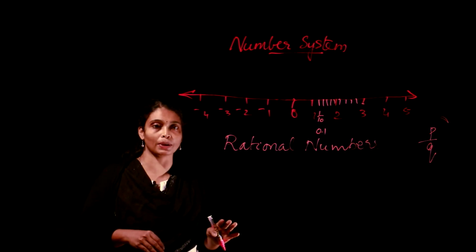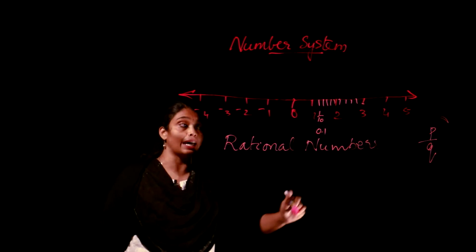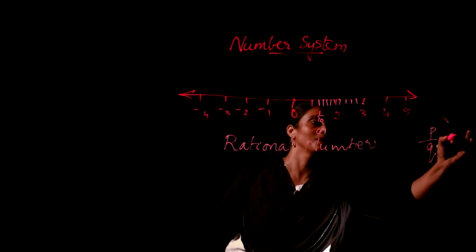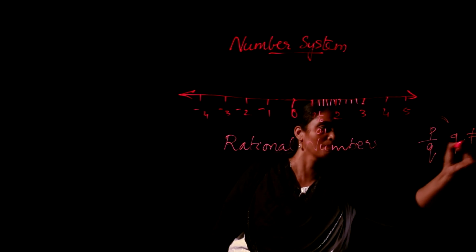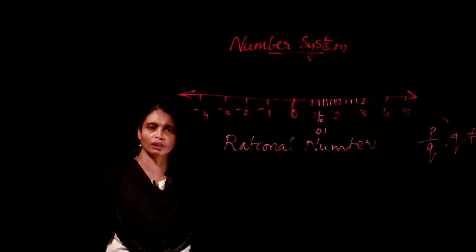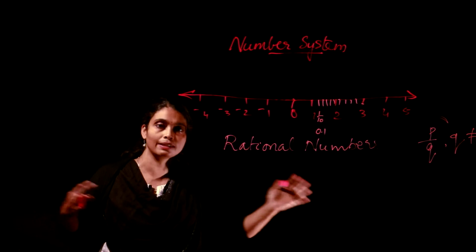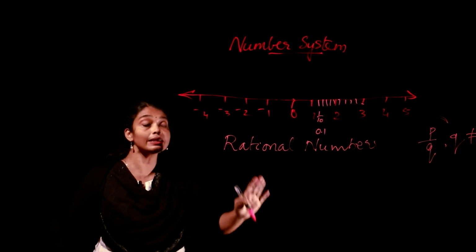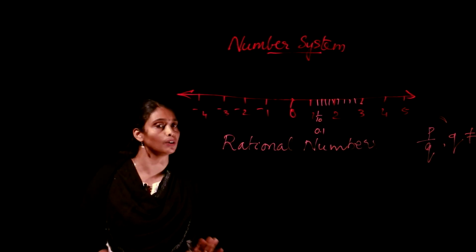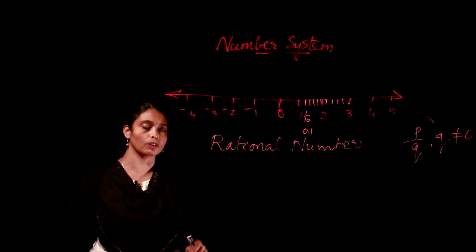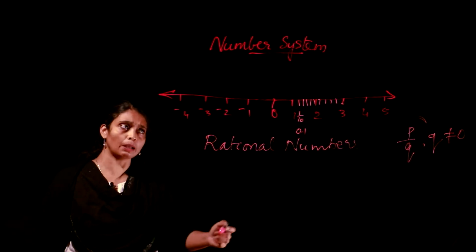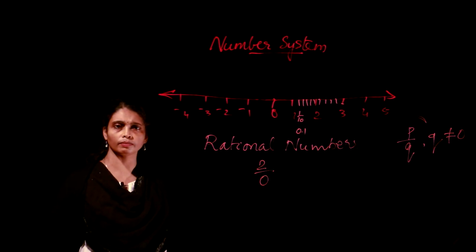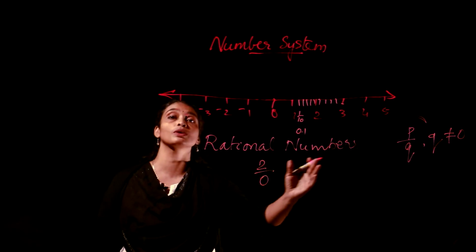A rational number is any number that can be written in the form P by Q, and there is one condition: Q cannot be 0. Think what will happen when Q is 0? P and Q are any integers. Any integers you can write in the form P by Q, and if Q is not equal to 0, then only we will call them rational numbers. What happens when Q equals 0? Tell me what happens when you divide 2 by 0? Yes, division by 0 is not possible.